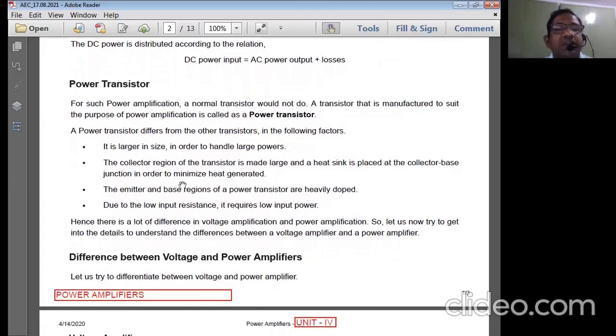The next is the collector region of the transistor is made larger. Same point now. The same point is explained with respect to the terminal now. The first point and second point are the same. The only thing is, the second point is explained with respect to the terminal of the transistor. So the larger size we bring about by making the collector region of the transistor larger, and the heat sink is placed at the collector to base junction.